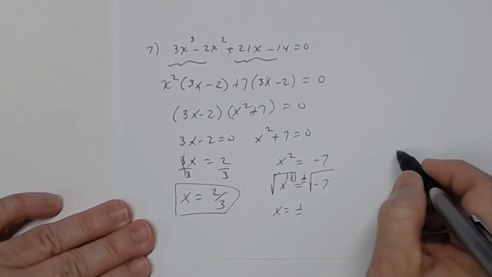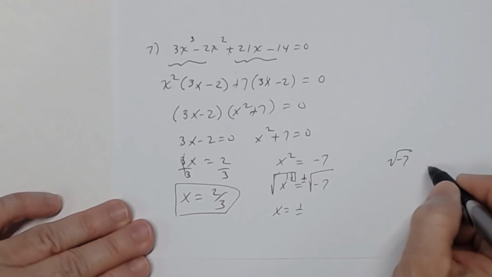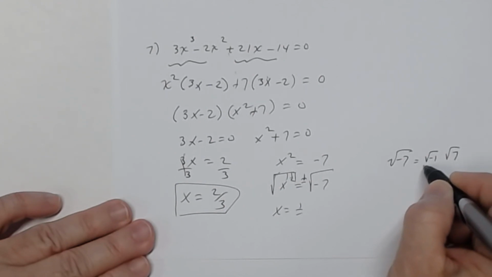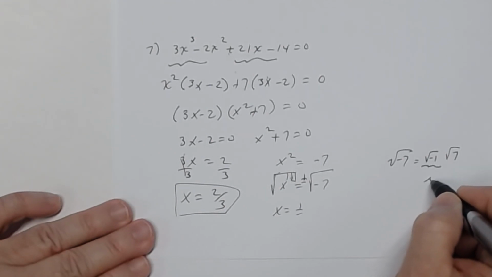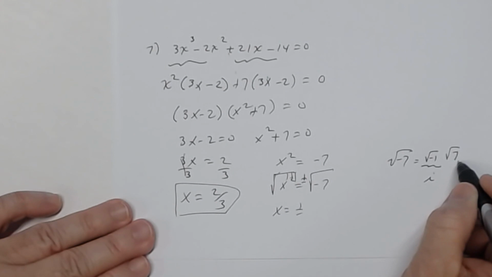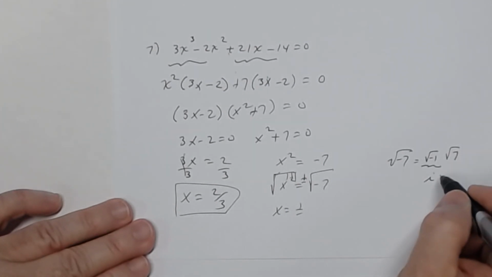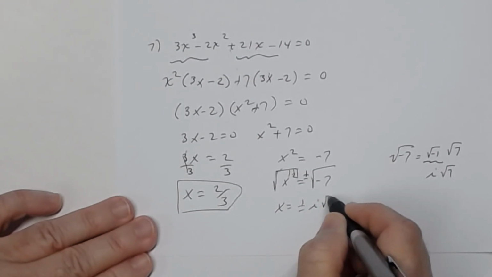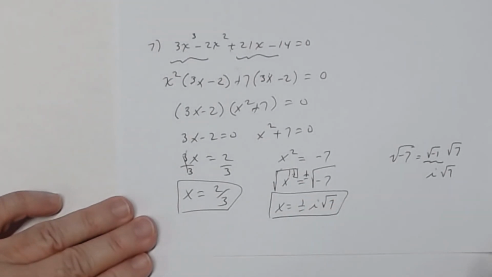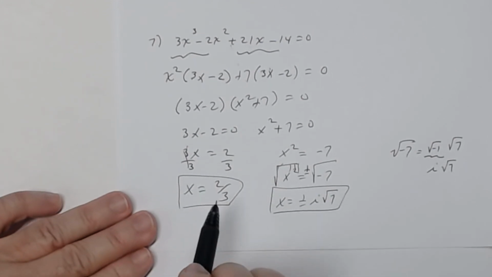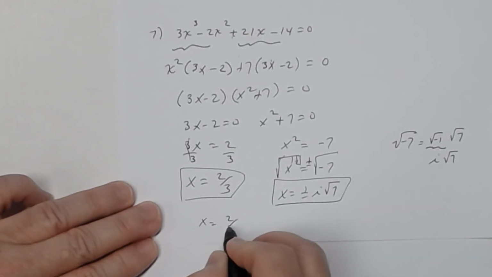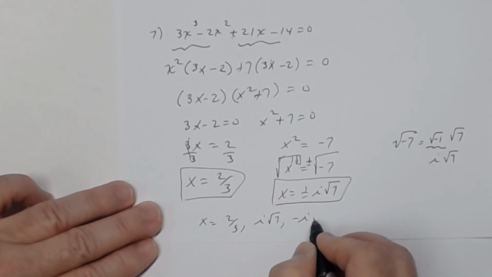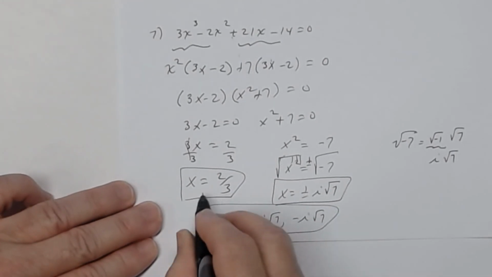Now let's think about the square root of a negative 7. Square root of a negative 7 is the square root of a negative 1 times the square root of 7. Now remember, we learned that the square root of a negative 1 is i. And then the only perfect square that goes into 7 is 1, so the square root of 7 cannot be simplified. And so therefore, these are your two solutions. So there are 3 solutions altogether. So x equal 2/3, x equal i square root of 7, and x equal negative i square root of 7. So either one of those is fine.